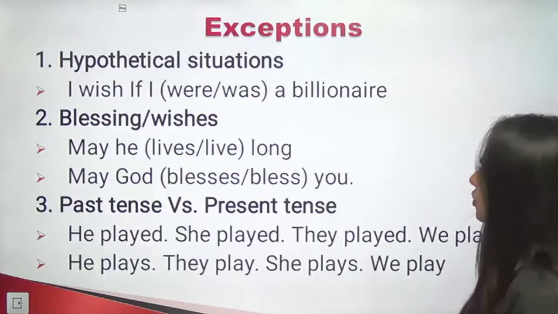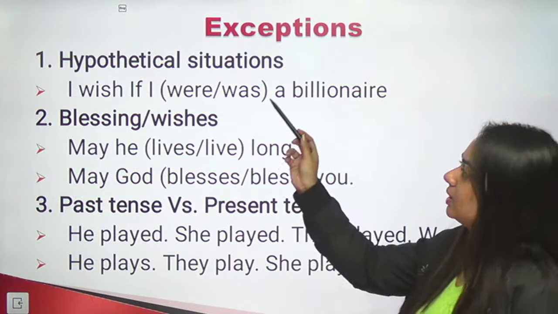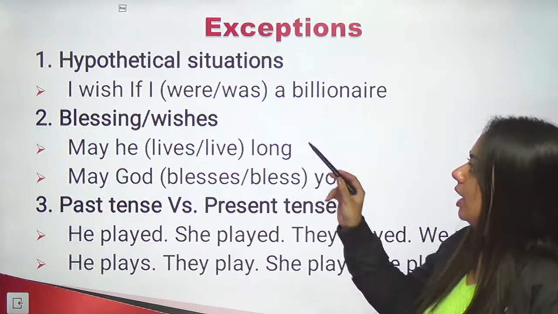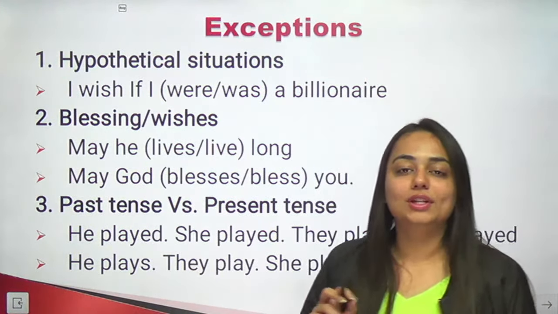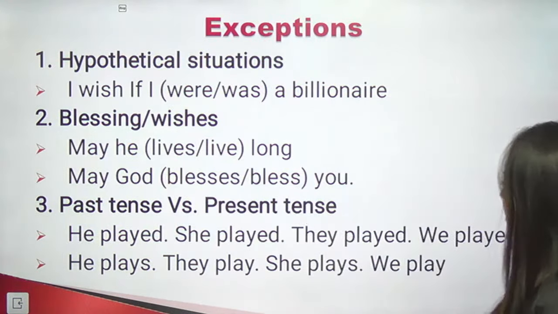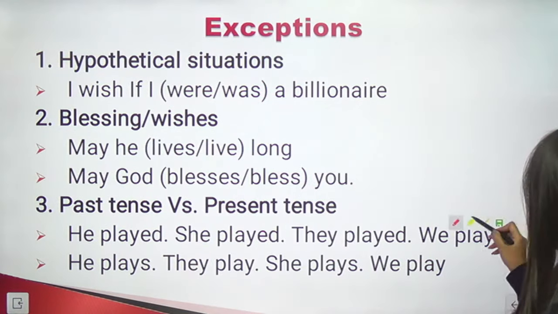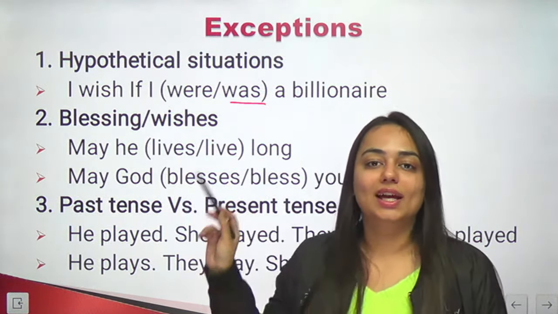Moving on to the next rule. Okay, some exceptions before that. Hypothetical situation. For example, I wish if I were or was a billionaire. Now, this is a wonderful example. Now, you must be thinking, I is singular, so obviously we should be using was with it. But that is not true. It's an exception.